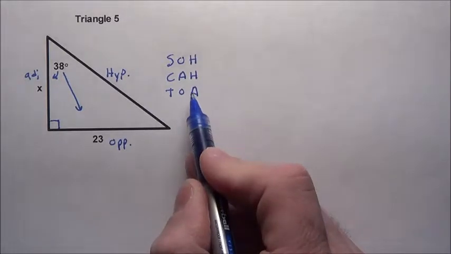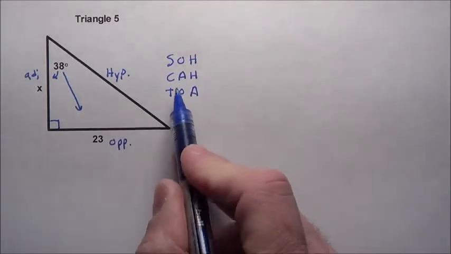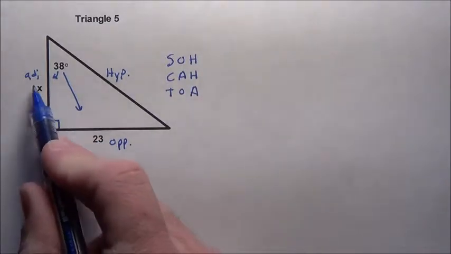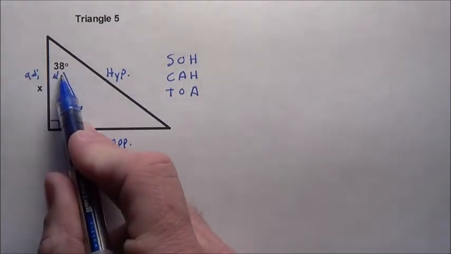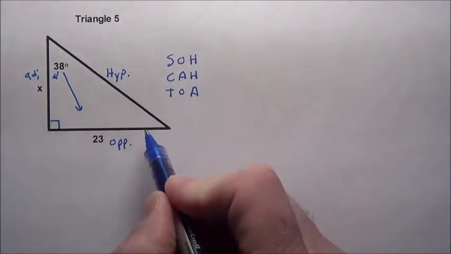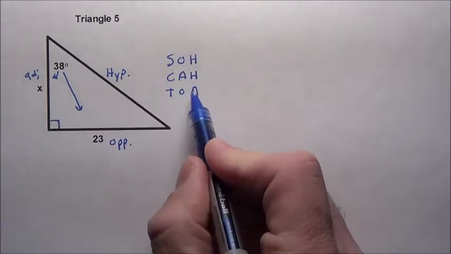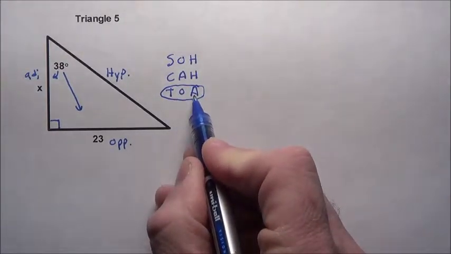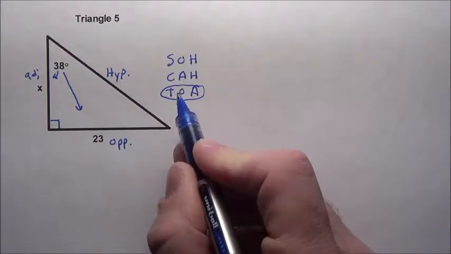Real stupid to do. So, which of these has adjacent, who I'm trying to find, and I'm given this measurement opposite. So I need to use the adjacent, because that's who I'm trying to find, and I'm given this length right here opposite. Adjacent and opposite. There's my opposite, and there's my adjacent. So I've got to use the T, which stands for tangent.